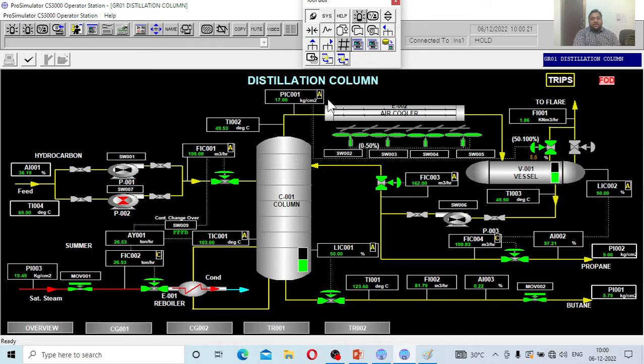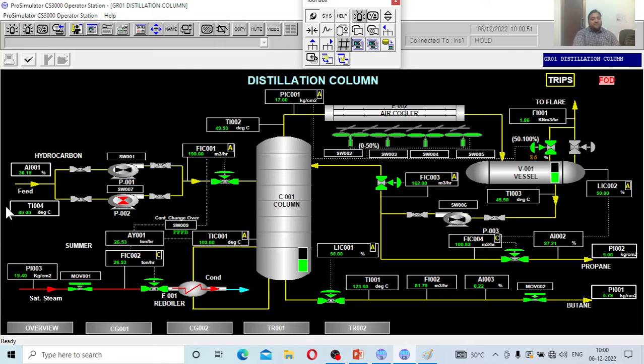This is called the overhead condenser. It's an air cooled condensing system. Once the overhead is condensed through this air cooled condenser, it enters the reflux drum. You can see the present level of the reflux drum. Finally, from the reflux drum, part of the stream is sent back to the column as reflux, and part of the stream is taken out as product. You can see this is the product.